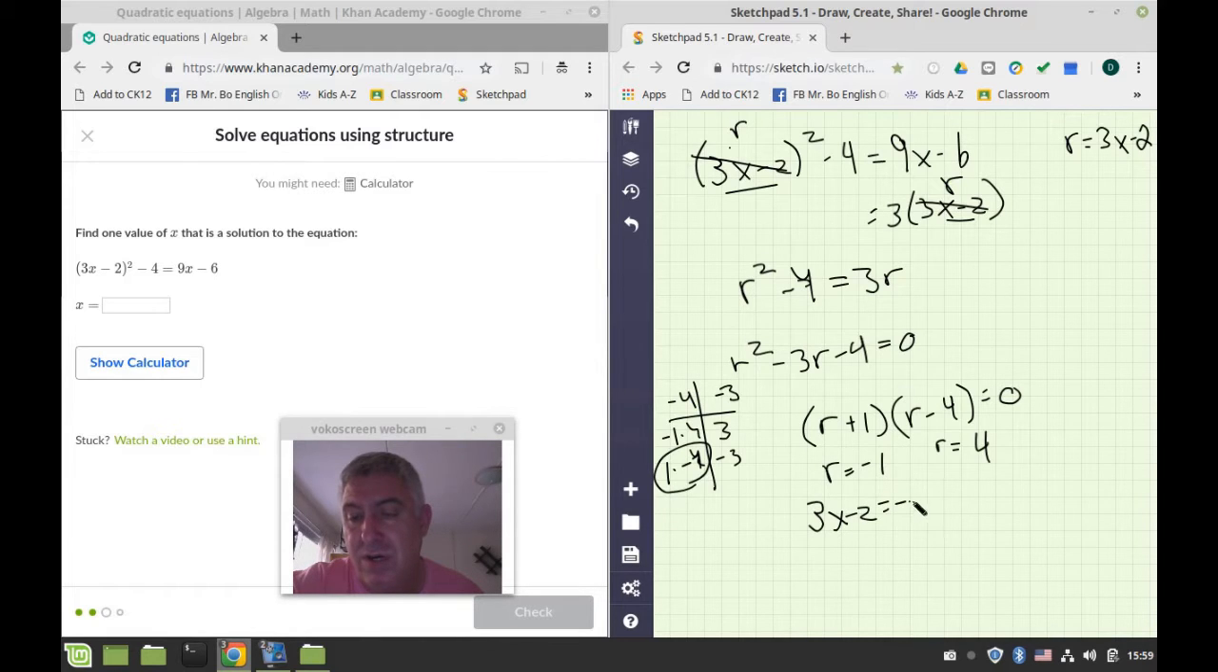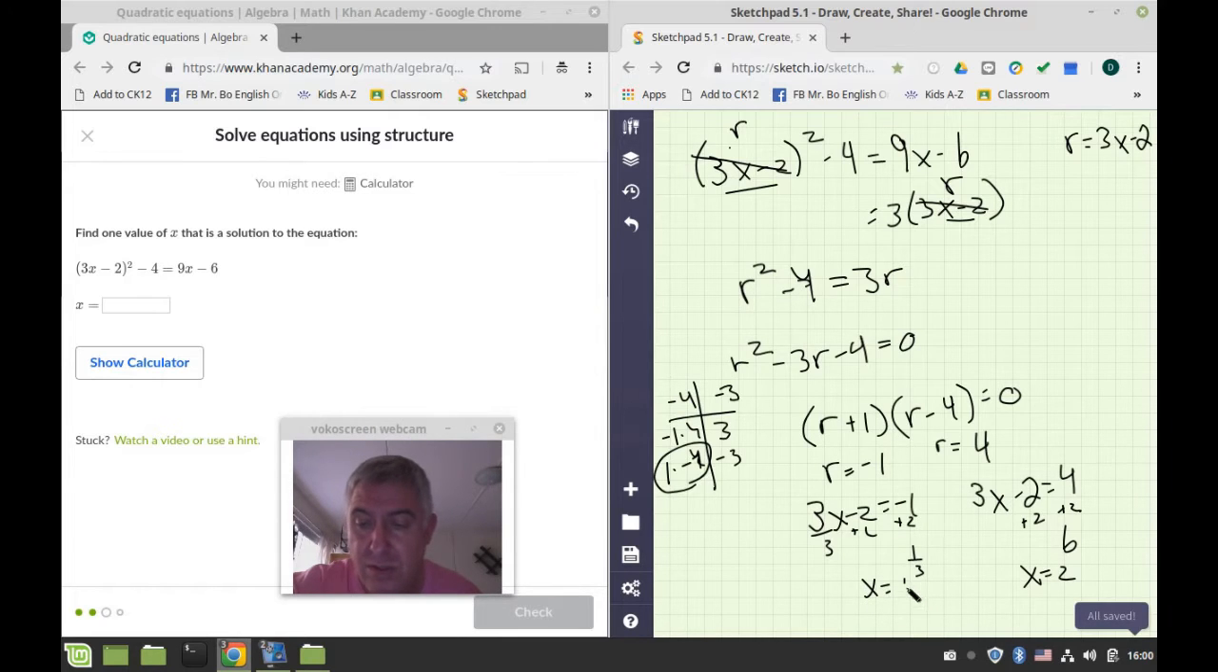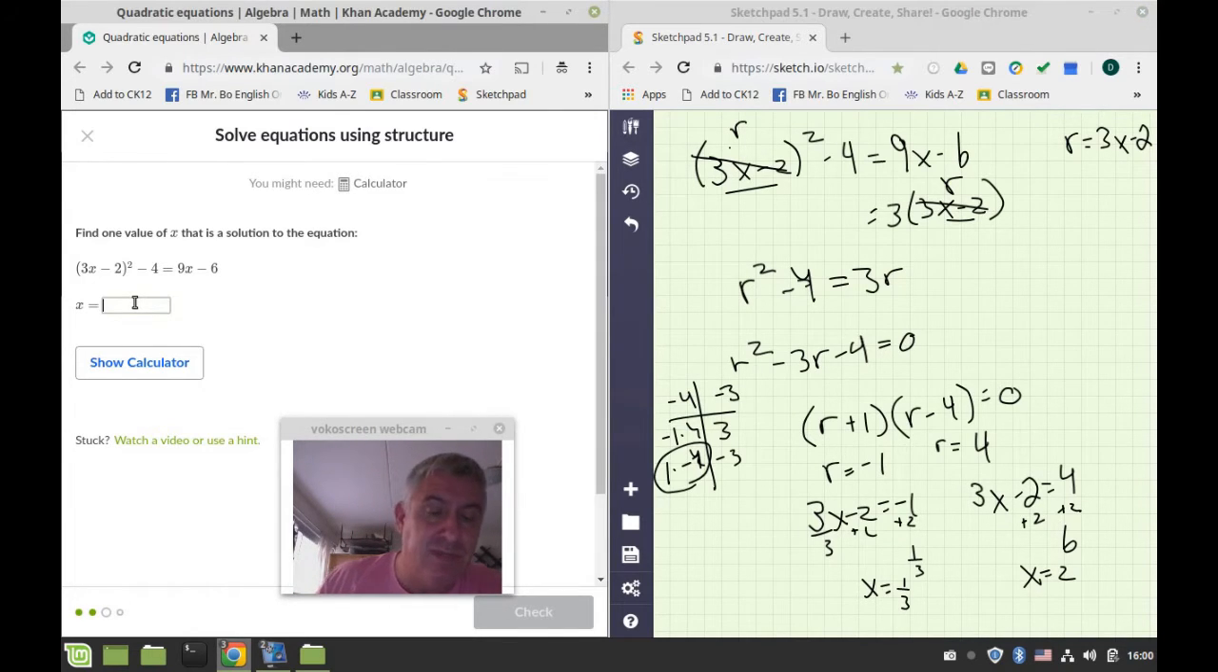We made up r. There is no r in this problem. We just made up something to replace this piece, so we can use that piece all together and don't get ourselves confused. 3x minus 2 is equal to 4, so I got plus 2 is 6, and then I've got x is equal to 2, and I've got plus 2, I have 1 divided by 3, so I have x is equal to 1/3. So my two answers are x is 1/3 or x is equal to 2.